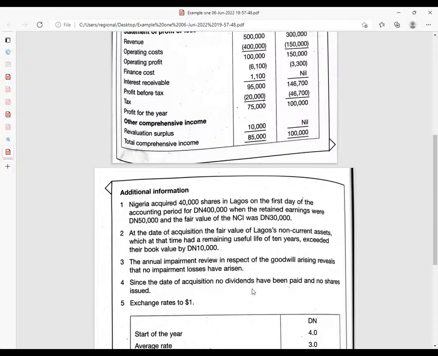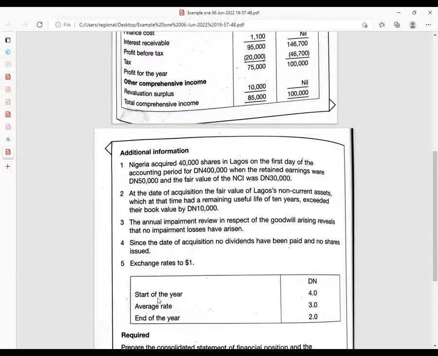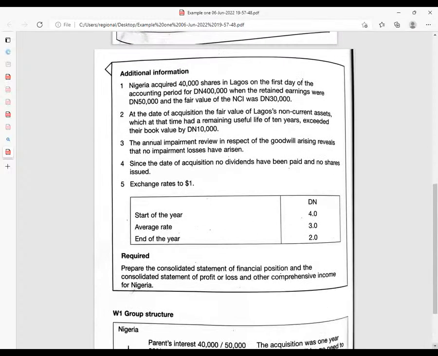We can see the exchange rates to dollars. We have start of the year, average rate is for the income statement items, and then end of the year is for the balance sheet items, assets and liabilities. So they want us to prepare a consolidated statement of financial position and a consolidated statement of profit or loss and other comprehensive income for Nigeria. So we start as usual.